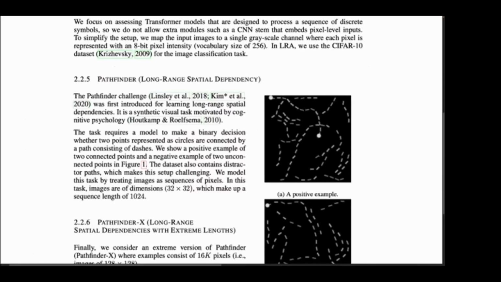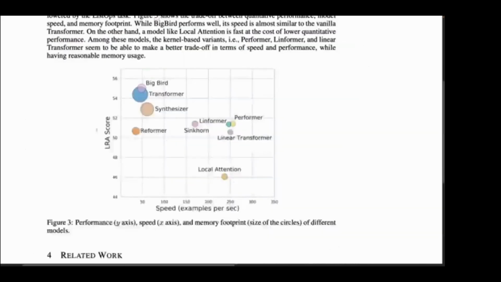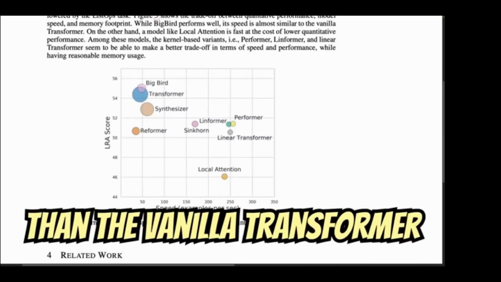This is a positive example because they can. This is a negative example because they cannot. Broadly, they found that if you wanted to maintain performance, encapsulated here in this LRA score, it's quite hard to do much better than the vanilla transformer.